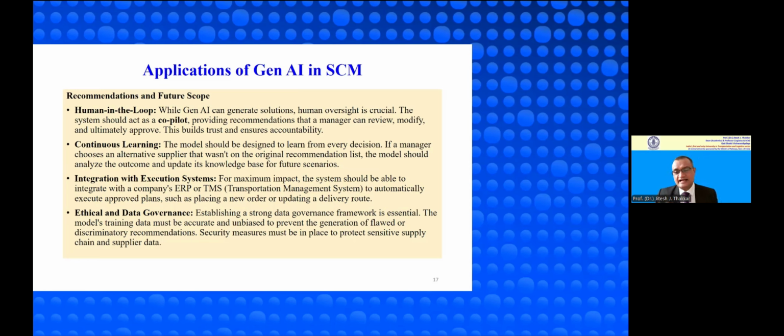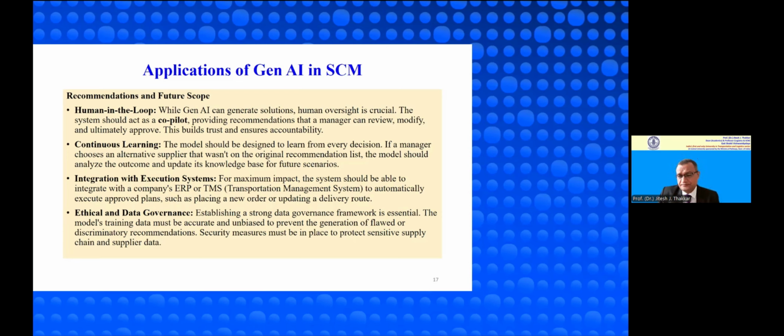Continuous learning is the second important dimension. Models should be designed to learn from every decision. We are living in quite a dynamic situation across the globe. A lot of things are happening, and when it fetches data from social media or newspapers or any other content, it should continuously update and learn, and the original recommendations it has made should be analyzed and modified. Third is integration with execution systems.